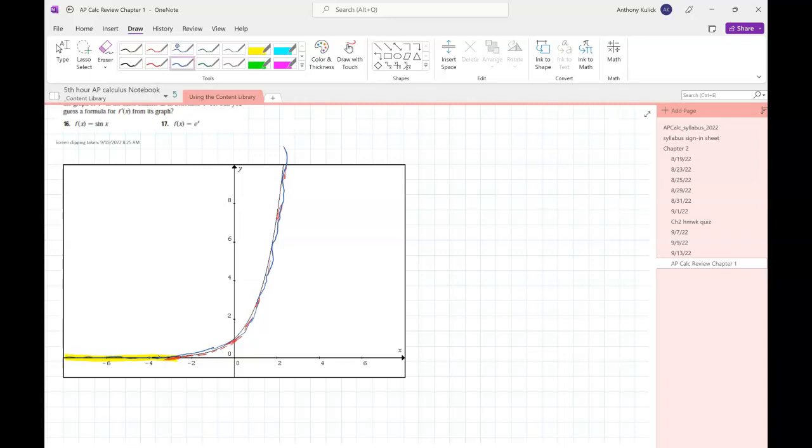The same thing. Yeah, so the guess is for f of x equal e to the x, the derivative of f of x should just be e to the x. That is the case. That is the derivative of e to the x. That's something we would prove in the next chapter.